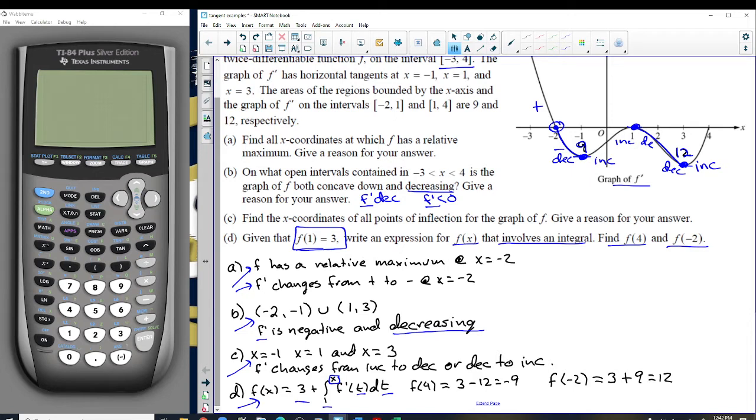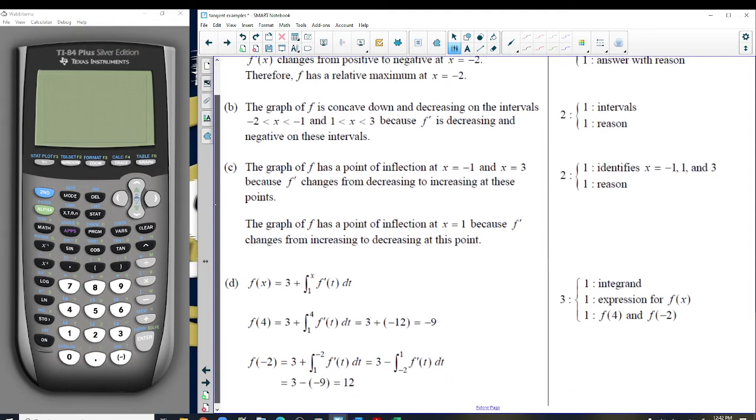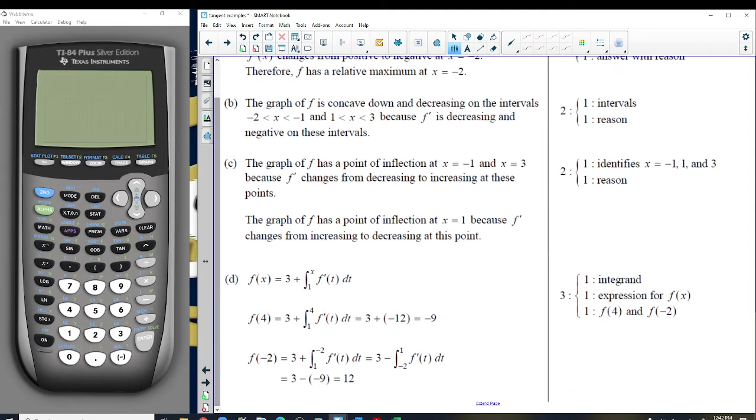Now f of 4 starts out with 3, and then we're going from 1 to 4. From 1 to 4 has an area of actually -12. So we have 3 minus 12 is -9. And then from 1 to -2 is going backwards, so that -9 becomes a +9, and we get an answer of 12. Here's the rubric. You can see the points for each of those.